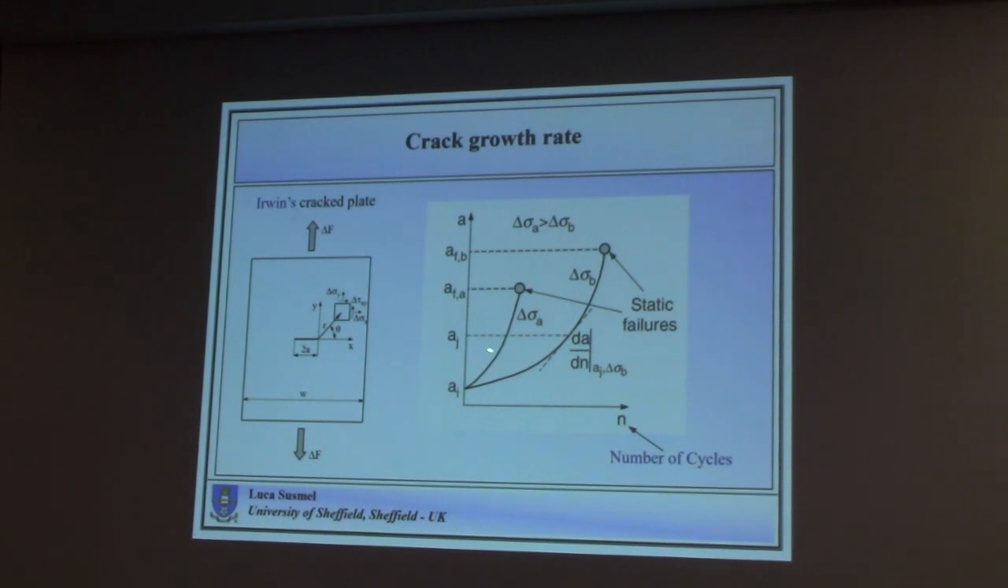Okay. So first of all, we see something very interesting. You know, the larger the force, the faster the propagation. And this is common for all the materials. The larger the force, the lower the length at which your component fails. Why is that? Any idea?